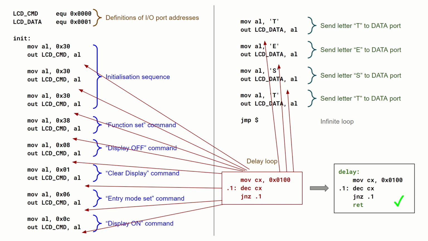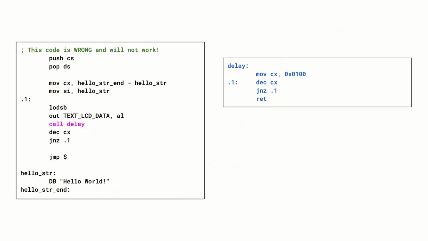But let's imagine now that we want to display a sequence of characters on our LCD, for example like this. It sends the string to our text LCD data IO port, character by character in a loop. As usual, the CX counts the number of characters to send. Now we just need to add the call to our delay function. Simple. Well, it's not. If you look carefully, you'll see that each call to the delay function destroys the value currently held in the CX register because the function itself uses it in its own loop.